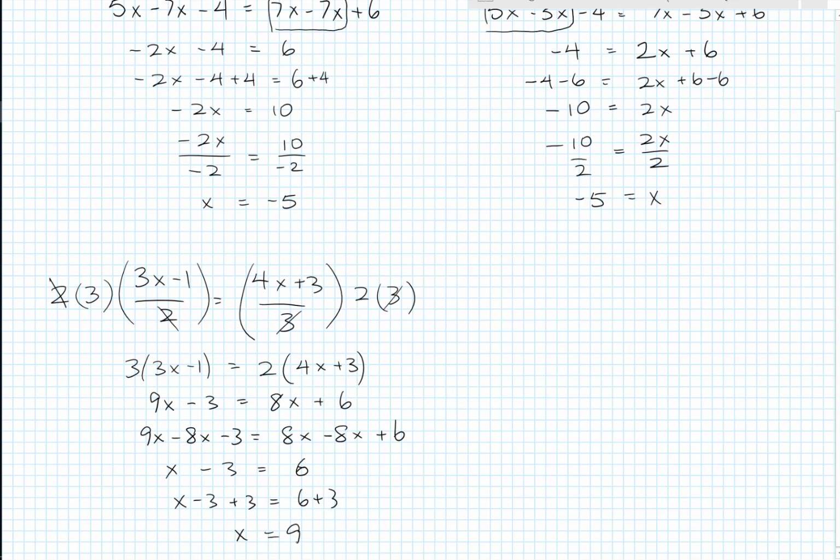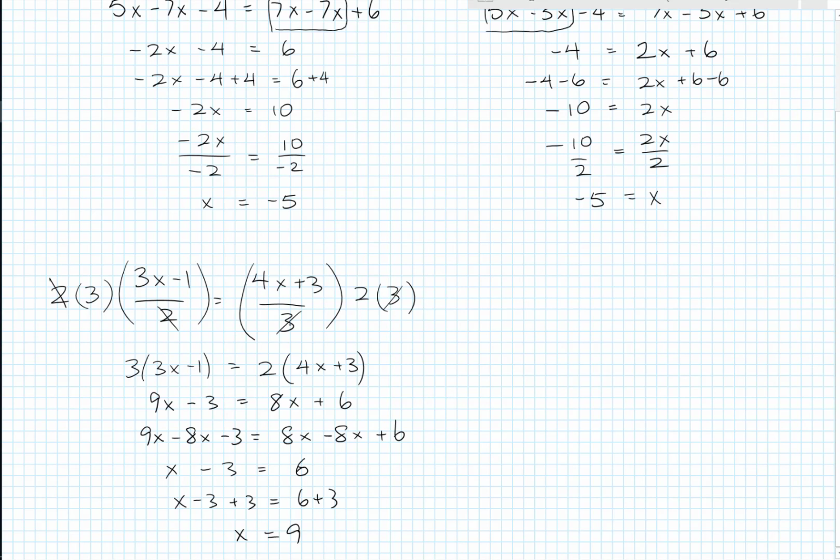We can check this pretty easily. Let's plug it back into the original expressions. 3 times 9 is 27, minus 1 is 26, divided by 2 is 13. So the left-hand side in the original expression was 13. On the right-hand side, we have 4 times 9 is 36, plus 3 is 39, divided by 3 is 13. So this is the correct answer.